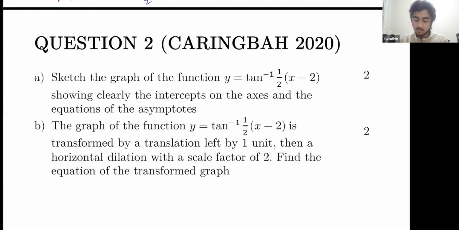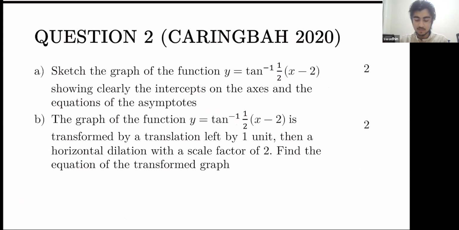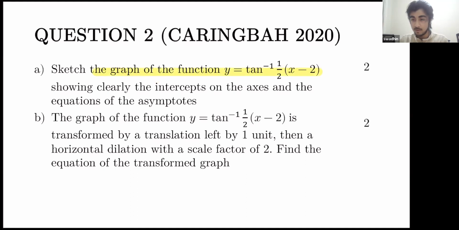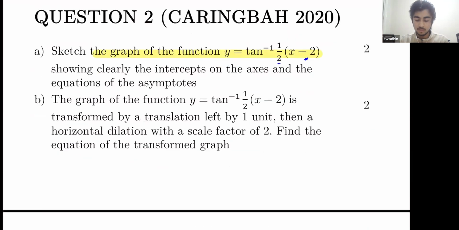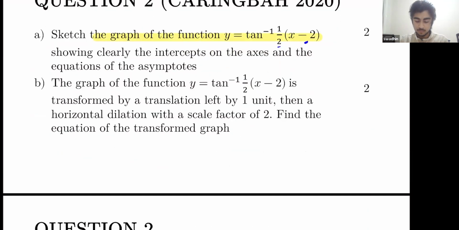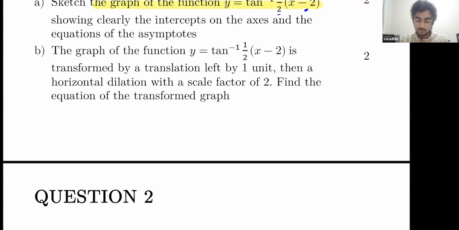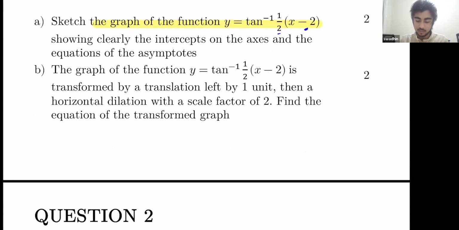So this is from Karima 2020, and this question asks you to sketch a trigonometric inverse. And it's not a usual trigonometric inverse. It's translated by 2 units to the right and dilated positively by a factor of a half, or increased its width by a factor of 2. So let's start off with part A, sketching this graph showing the intercepts on the axis and the equations of the asymptotes.